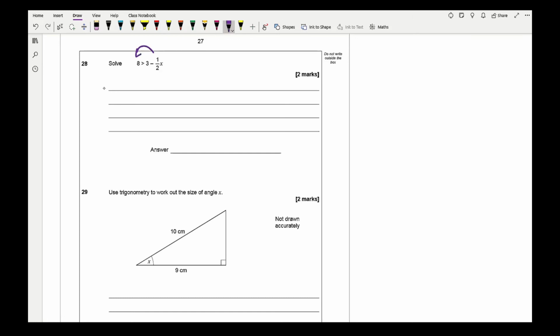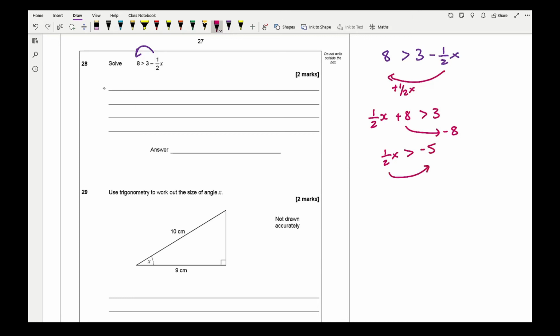So here, if I just write it, I've got 3 minus a half x. If I take the half x over to the side by adding a half x, then I end up with a half x plus 8 is greater than 3. I then take the 8 over to the side, so I've got a half x is greater than minus 5. I then divide by a half or 0.5, whichever you fancy, and I get the answer of minus 10. And there is your final answer.